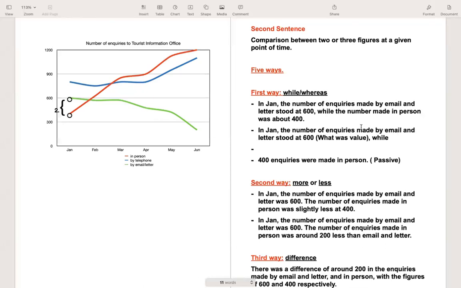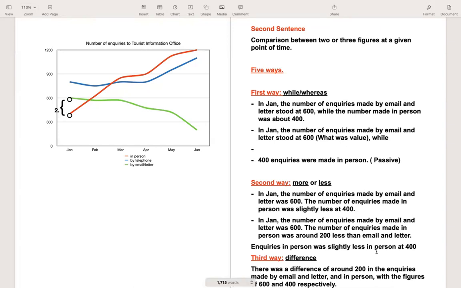Okay, I'll copy this sentence and tell you why it is wrong. Dash was slightly less in person. Now tell me, what is slightly less? Answer this. Someone else answer this. What is slightly less? Enquiries. Which inquiries? Inquiries in person. Are you clear?